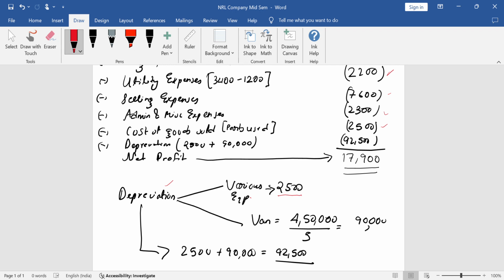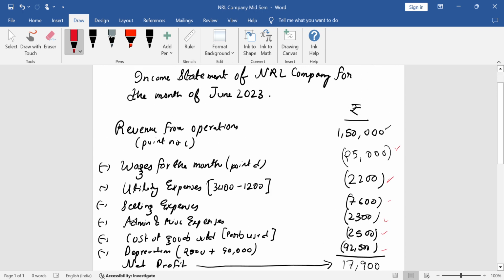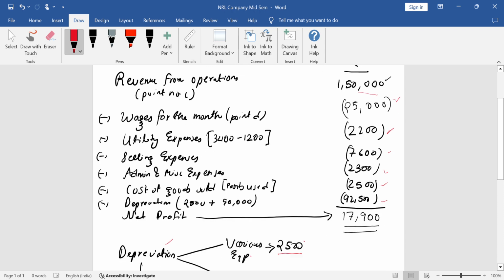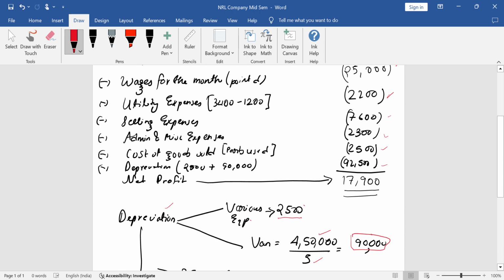on the straight line method. For SLM we take the total cost 4,50,000 divided by the number of useful years, 5. So each year we have to deduct around 90,000 as depreciation. So total depreciation would be this 90,000 plus 2,500, which comes to 92,500. If we subtract all these expenses from our revenue, that is 1,50,000, we'll get 17,900 as our final answer. Thank you.